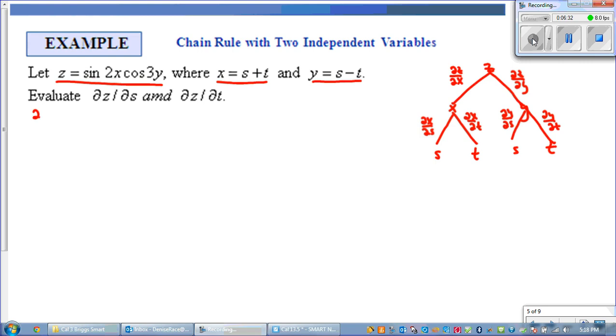So the partial of z with respect to s, look at the branches ending with s, and take the two paths associated with those. So we have the partial of z with respect to x times the partial of x with respect to s, plus the partial of z with respect to y times the partial of y with respect to s.